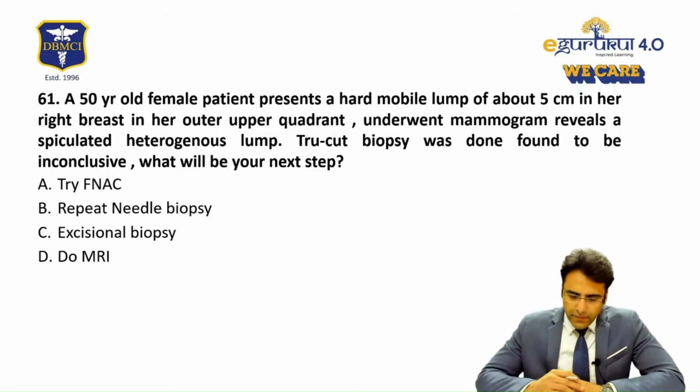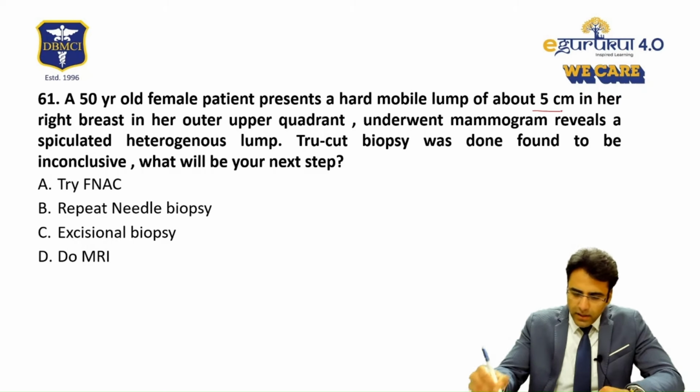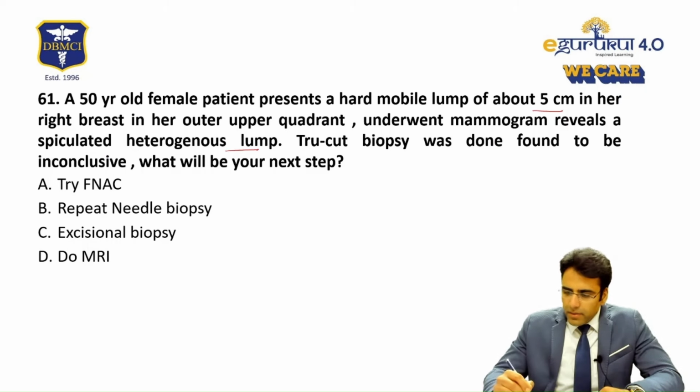So next, a 50-year-old female patient presents with a hard mobile lump of about 5 cm in her right breast, in her outer upper quadrant. Mammogram reveals a spiculated heterogeneous lump. Trucut biopsy was done. It was found to be inconclusive. Clear? What will be your next step?